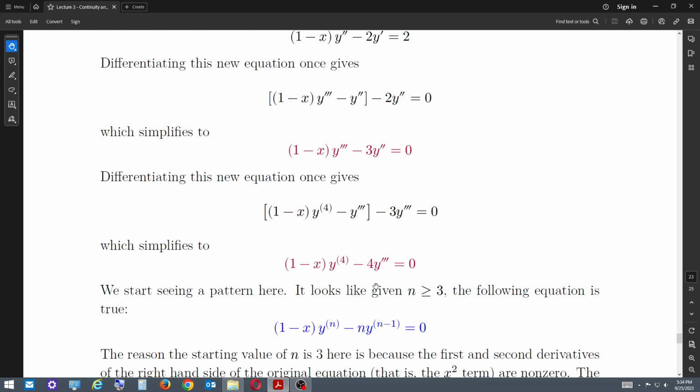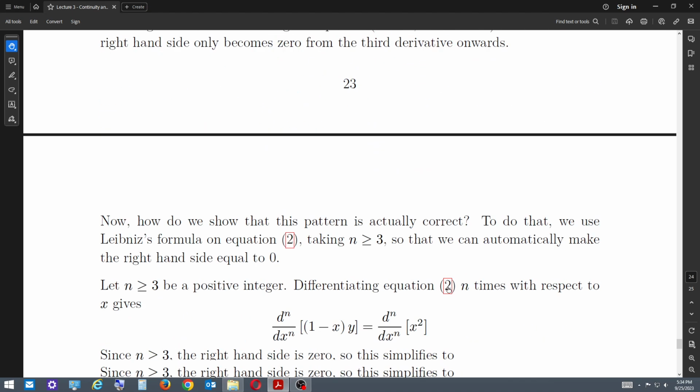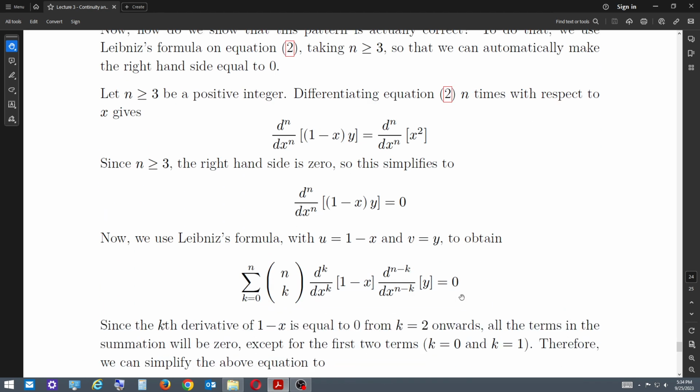Alright, so we think that this pattern is correct. Now you can't just do that. You can't just differentiate a couple times and say, well, okay, this is true. That's not how a proof works. This is just establishing what the pattern is to yourself, and then you actually have to prove this rigorously. And how we would prove it rigorously is by using Leibniz's formula.